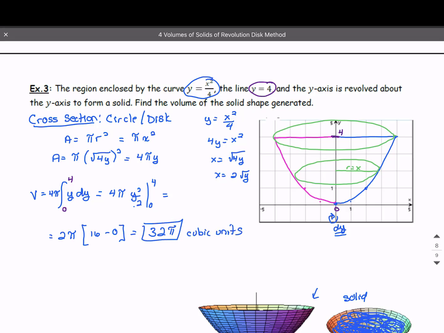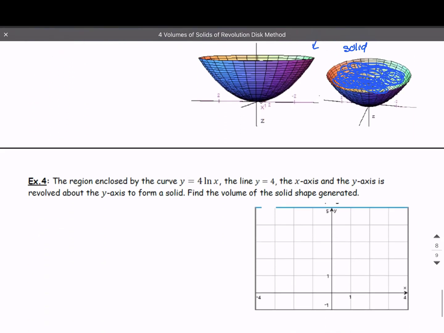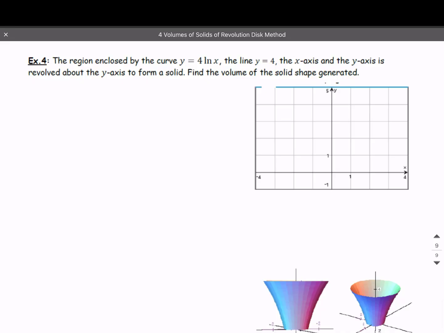And there we go. All right, one more. Let's do another one with y, because I know those are the tricky ones, because we're not used to graphing that way. All right, so the region enclosed by the curve y equals 4 natural log of x, the line y equals 4, the x-axis and the y-axis.